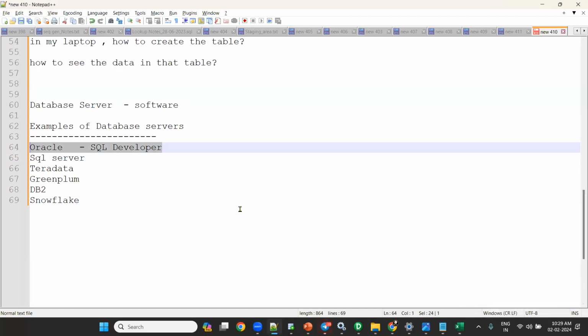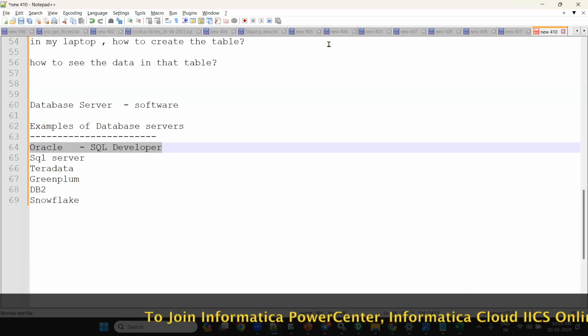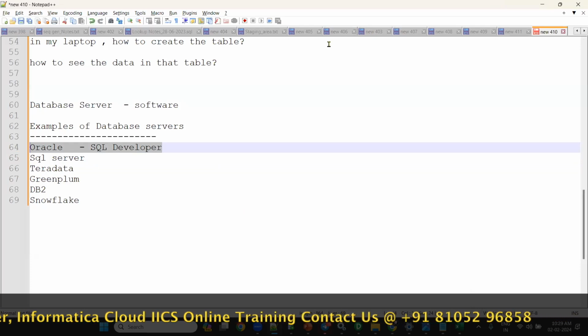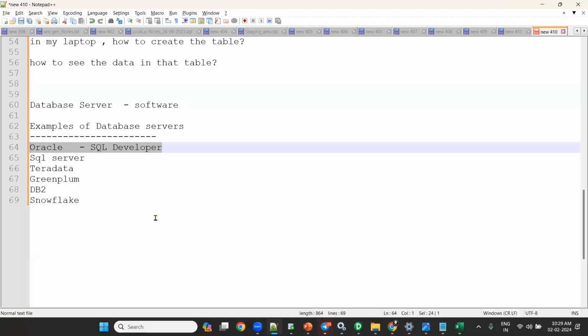Understood, everyone? If you want to create a table, first you need to install Oracle. Then only can you learn Oracle commands and all those things. Did you understand clearly what is data, what is a database, what are the different types of databases, how and where to create a table, and what are the different database servers available in the market?